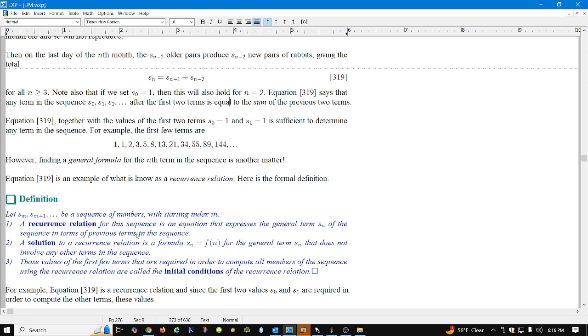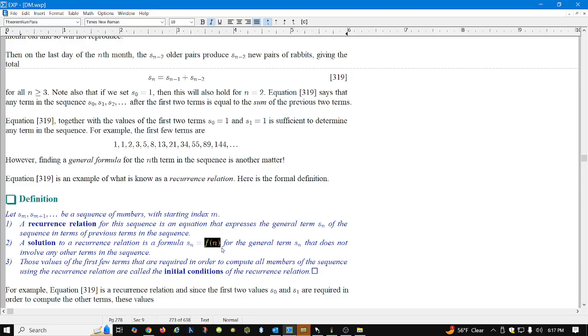A solution to a recurrence relation is a formula of the form Sn equals some function of n. This is a formula for the general term Sn that does not involve any terms of the sequence.